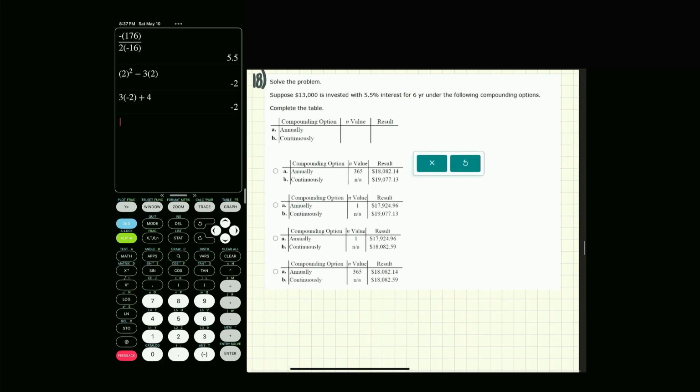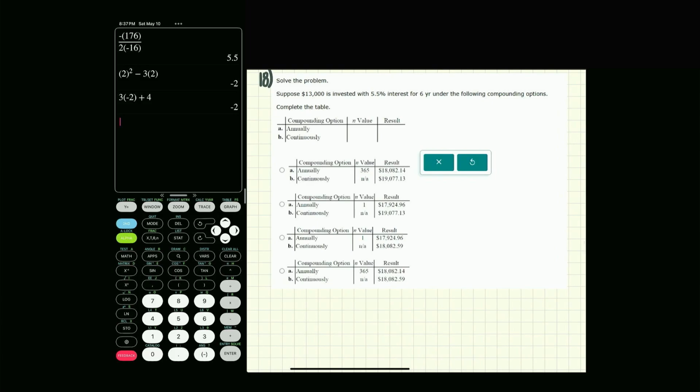Number 18, we're given an investment and an interest rate and a certain period of time. So we should be thinking compound interest formulas. We've got $13,000 invested at 5.5% interest for 6 years.